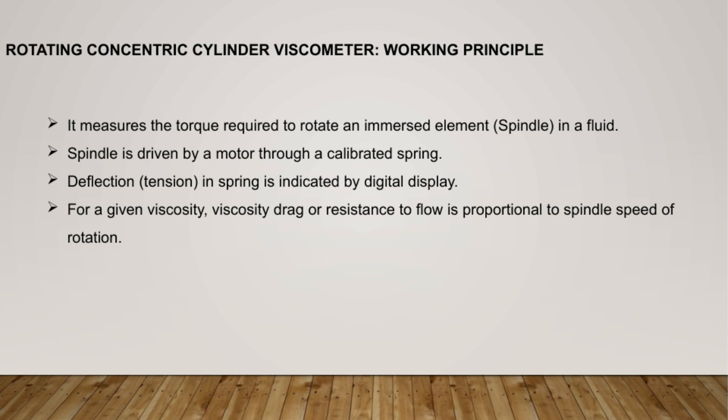What's key here is that, for a given viscosity, the drag or resistance to flow, that is, how much the fluid opposes the spindle's rotation, is directly proportional to the spindle's speed. So, the faster we rotate, the greater the resistance, and this proportionality helps us determine the viscosity accurately. This setup is a practical way to assess fluid flow properties, linking the mechanical torque to the fluid's internal resistance, and it ties directly into our overall theme of understanding fluid behavior through precise measurement tools.